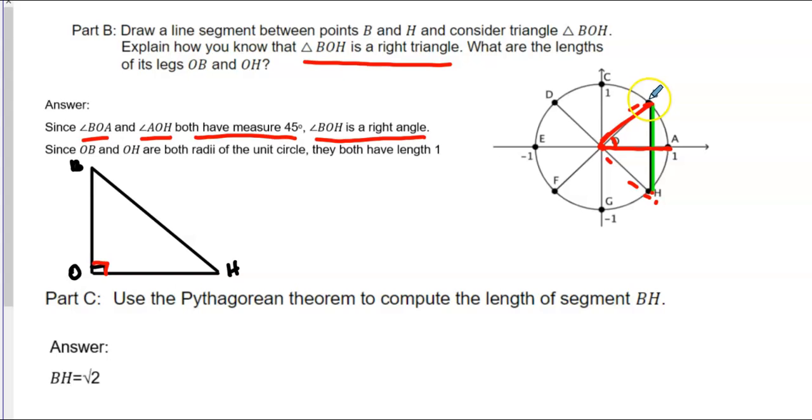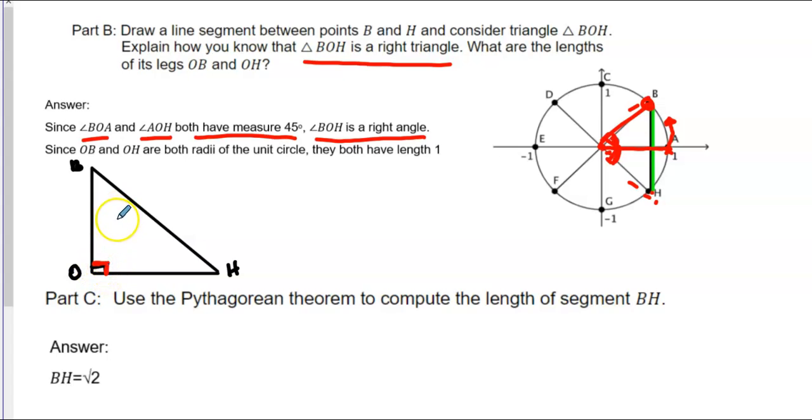Why is it 45? Because this is exactly at the midway as you move up from here, as we explained in the Ferris wheel. And then A, O, and H is also 45. So this is 45, that is 45. And when you add them, you get 90 degrees at B, O, H. And that is what I have here.